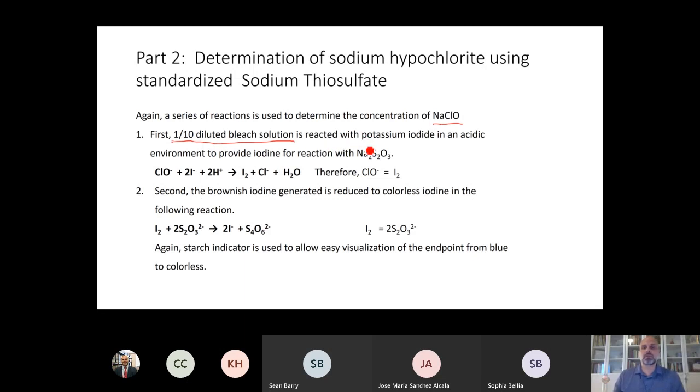This is going to be reacted with the potassium iodide in an acidic environment to provide the iodine that will then react with the sodium thiosulfate. So we'll see what that means here. What we have is, again, another one of the iodometric reactions where the bleach solution is going to react with the iodide anion. Under the acidic conditions, it produces iodine, and this iodine then goes on to the next step.